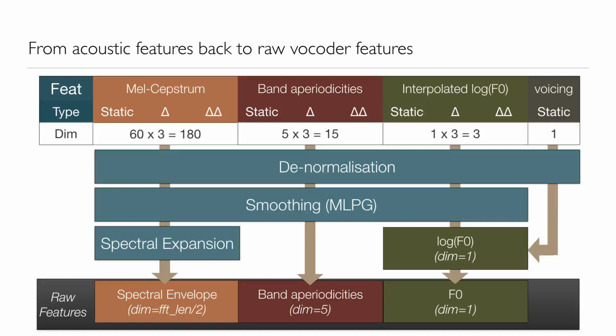Then after that, we need to recover the spectral envelope from the compressed Mel-cepstra. We take these smoothed Mel-cepstra and convert back to the frequency domain, and now we have the spectral envelope with the length of half of the FFT length. We do the same for the F0, just the inverse processes that we already explained in the feature engineering. So at the end we have these three raw vocoder feature streams to feed into the synthesis part of the vocoder.